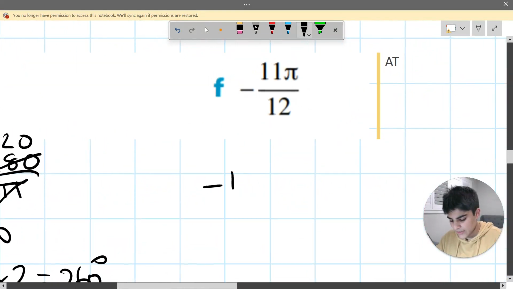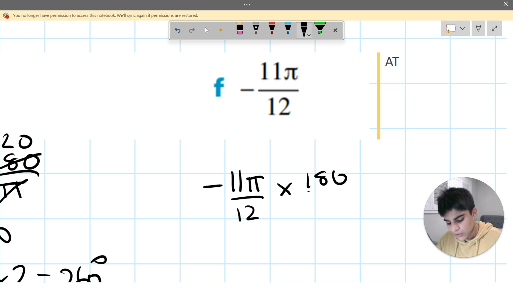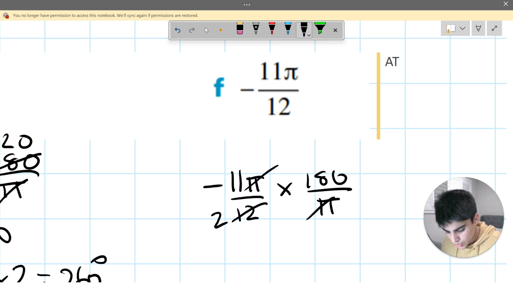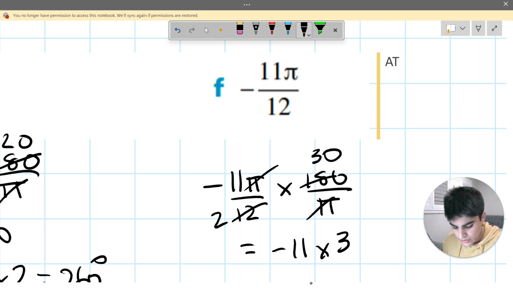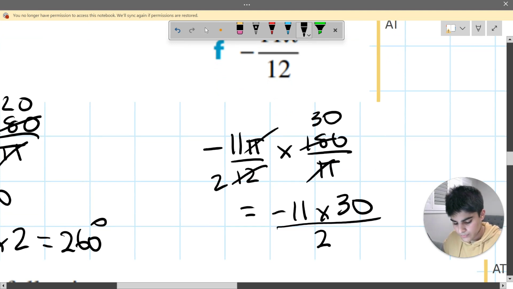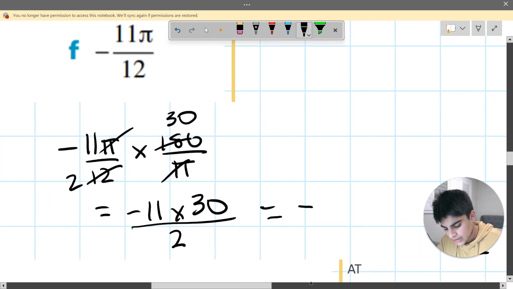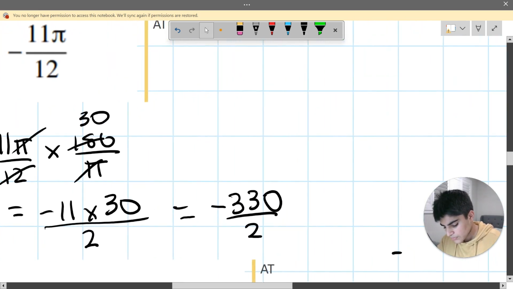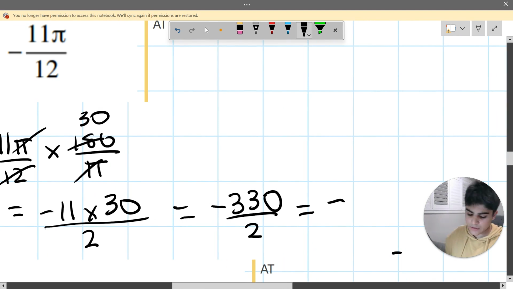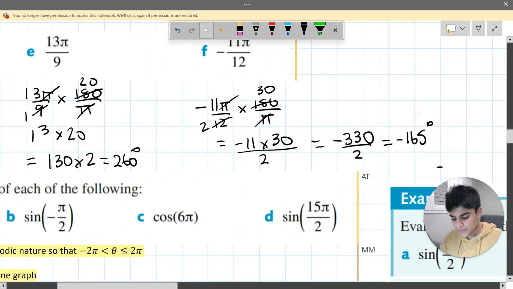Next one, negative 11 pi on 12 times 180 over pi. Let's cancel pi. Common factor here is 6, so 2, 30. This equals negative 11 times 30 over 2. This equals negative 330 over 2. And this equals negative 165 degrees.